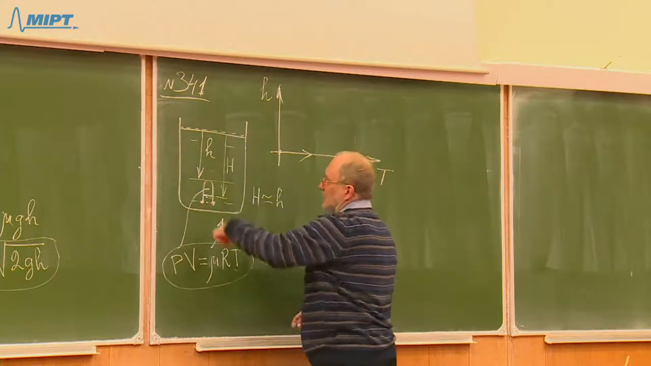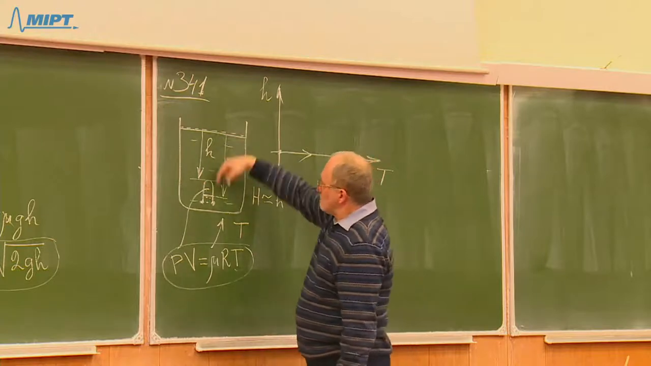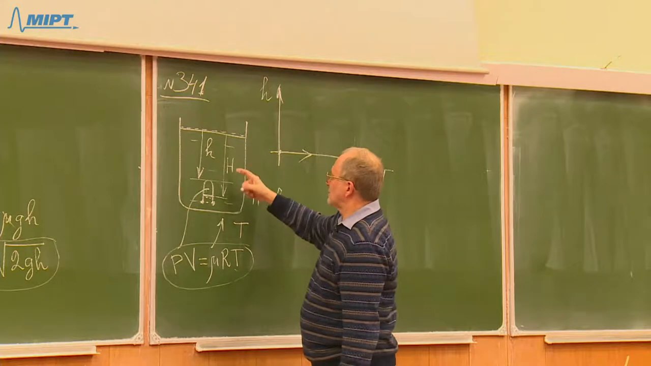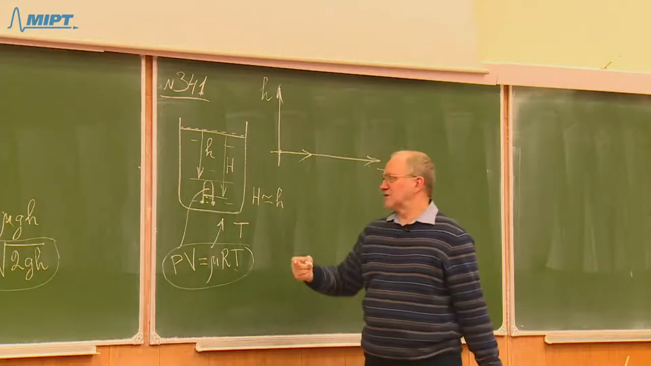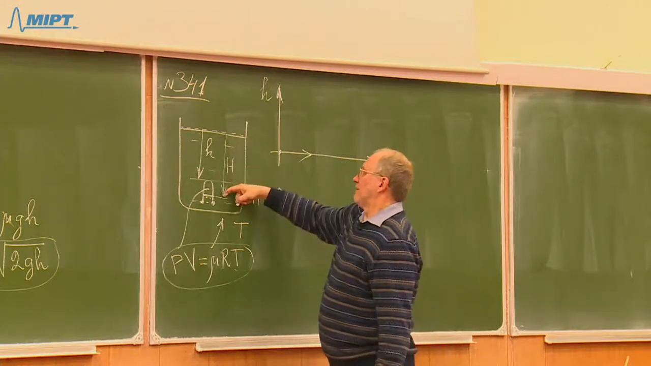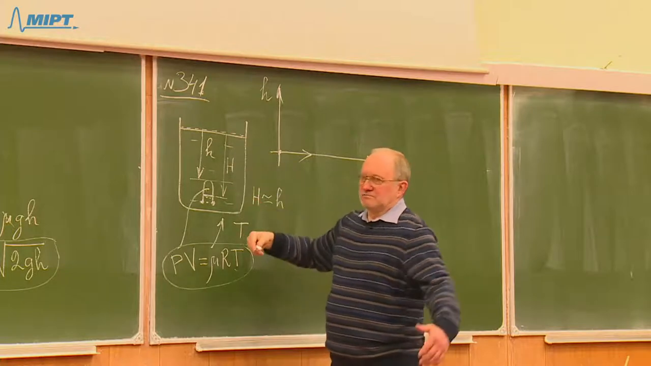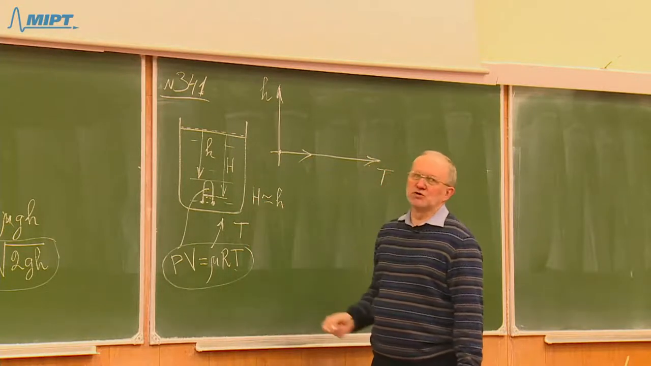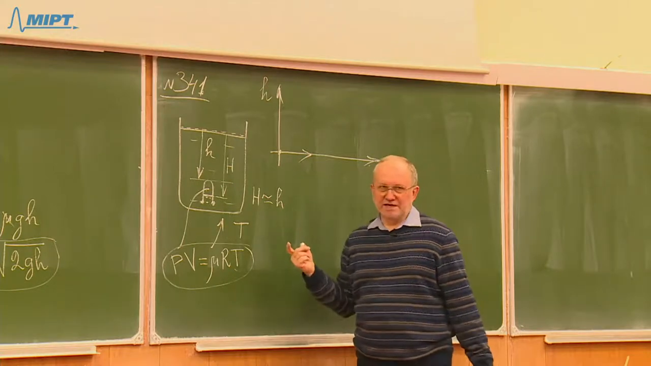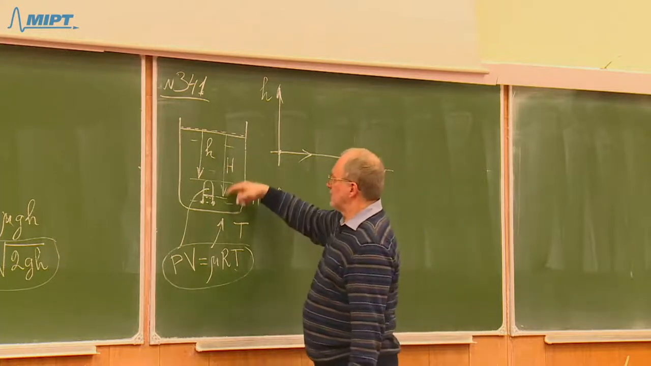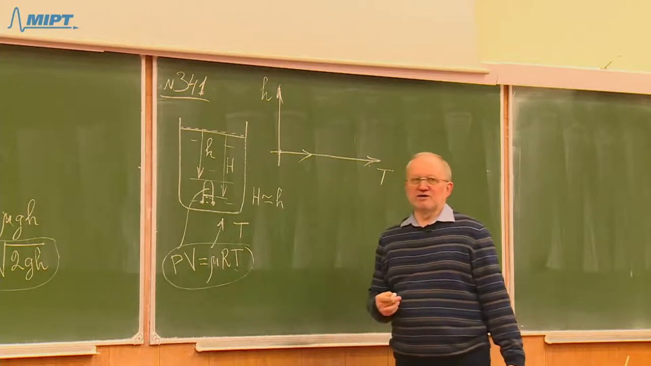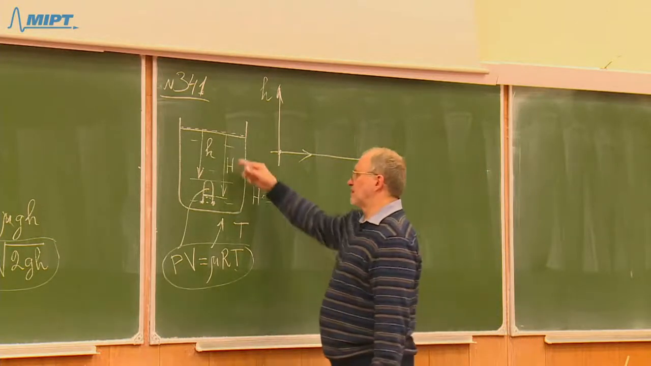And we can immerse this tube deep into the water. So the difference between small h and large h will be just about 1 centimeter. And if you have this distance of about half a meter, then obviously the difference between these two quantities will be about 2%. If this is 50 centimeters and this is 1 centimeter, then the difference will be about 2%. That is by the order of magnitude the same.